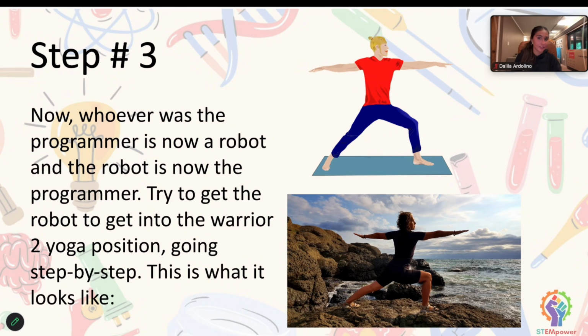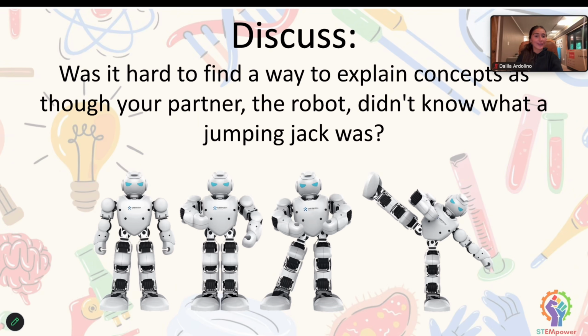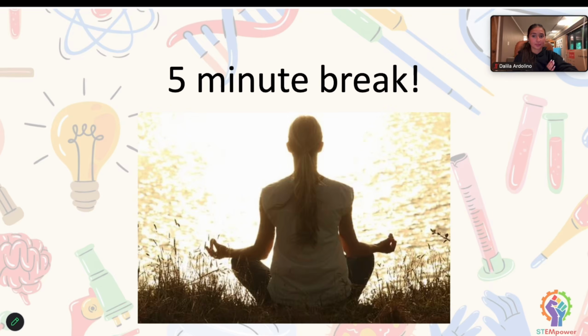If you'd like to pause the video, here is the position you are trying to get the robot into, and then you can join back and we'll move on. Okay, so now that you're done, you can discuss with your partner, was it hard to find a way to explain these concepts as your partner, the robot, didn't know what a jumping jack was or didn't know what the Warrior 2 yoga position was? Did you find that difficult, and what made it hard, and what brought you to success?